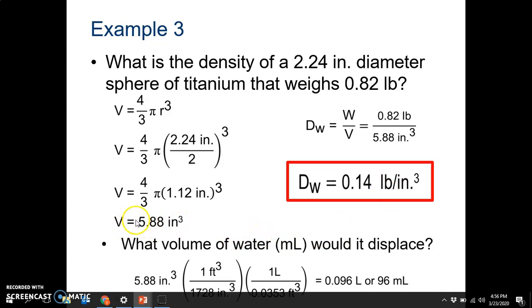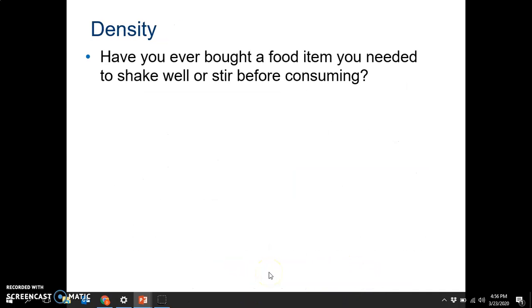So if I have 5.88 cubic inches, I'm going to convert that to milliliters. Milliliters is a volume. So I'm going to just do some quick conversions, and you get 96 milliliters of displacement. You could get these formulas on your formula sheet as well. Okay, let's go on to the next topic.